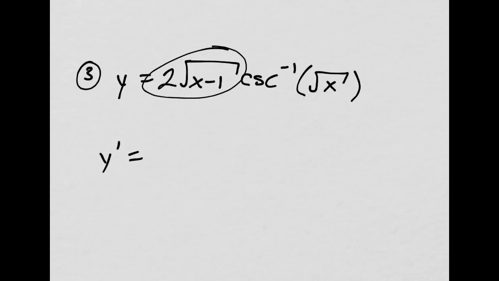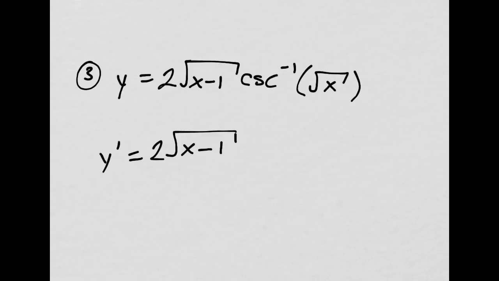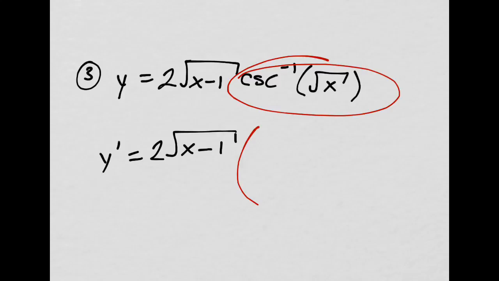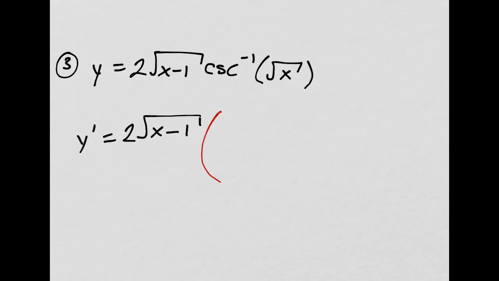First, I just consider that all to be the first function, 2 square root of x minus 1. First d second. So then I have to multiply by the derivative of this. However, there's a square root of x function on the inside, so I have to use a chain rule.